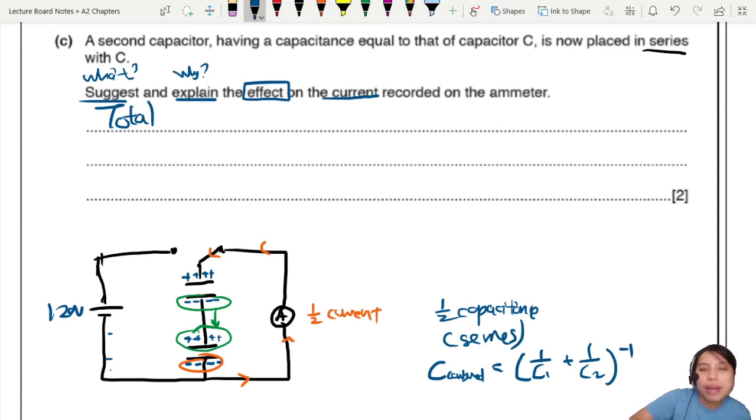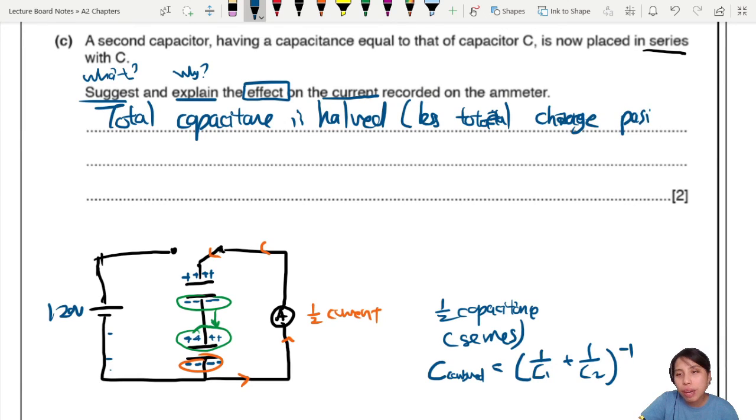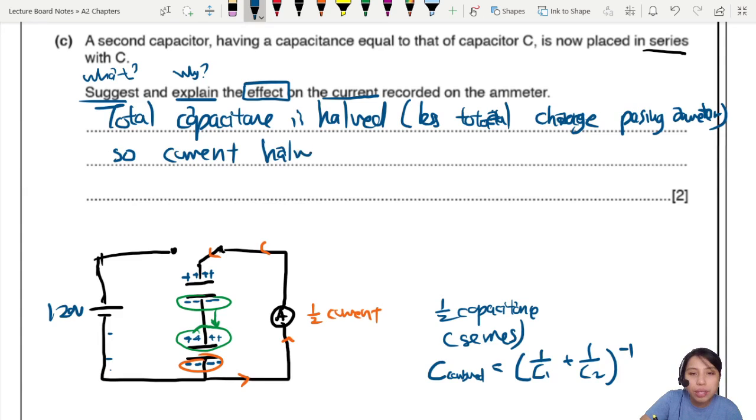Capacitance is how much charge you can store at a certain potential. So total capacitance is halved. And you can say there is less total charge. Wow, I cannot spell. Less total charge passing the ammeter. So when there's less total charge passing the ammeter, then you can say the current will be halved. Don't just say decrease. If you can say half, you calculate and you say half.